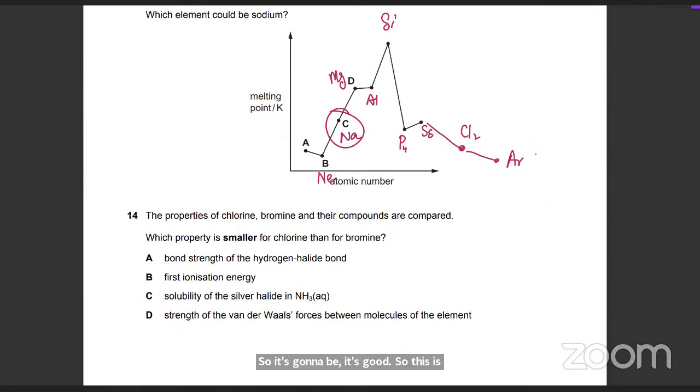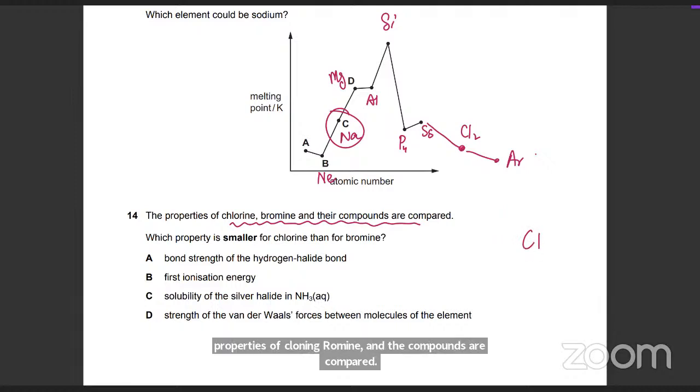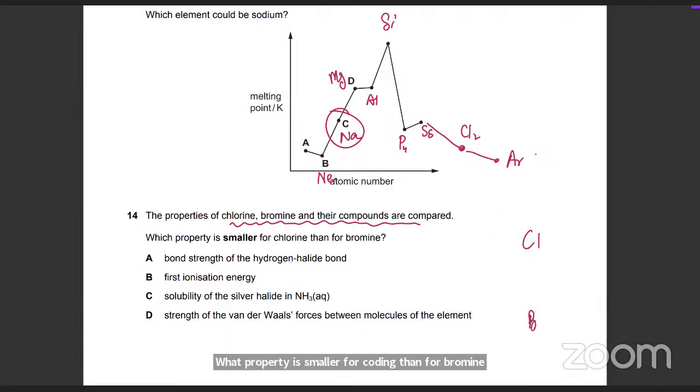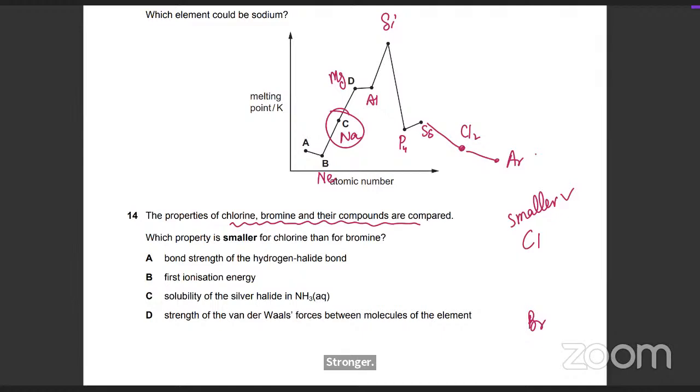The properties of chlorine, bromine, and their compounds are compared. What property is smaller for chlorine than for bromine? Chlorine is the smaller atom, bromine is the bigger atom down the group. So bond strength of the bond, smaller for chlorine. We need a property that is smaller for chlorine. So bond strength, will chlorine have a stronger bond or weaker bond? Stronger. Smaller atoms always make stronger bonds. So the first one is wrong. It's not going to be smaller.